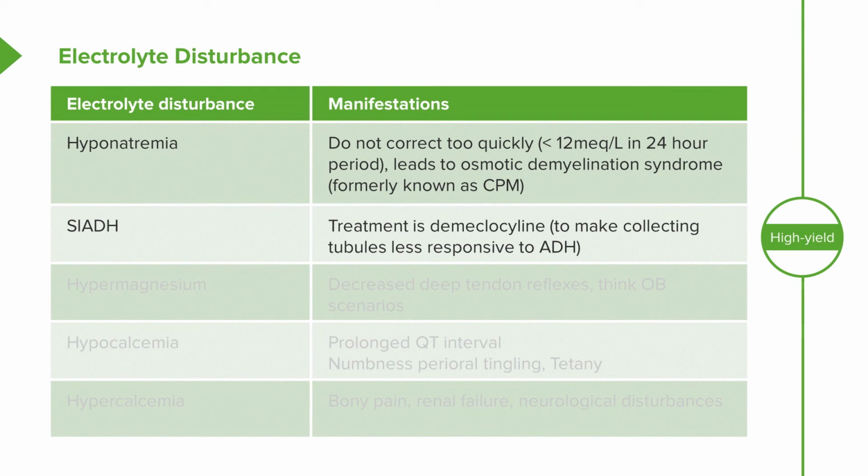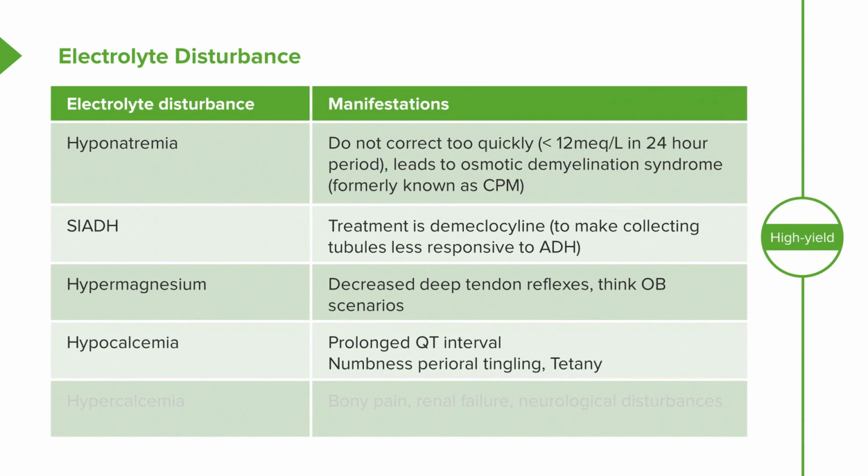In SIADH, or syndrome of inappropriate antidiuretic hormone secretion, the treatment is demeclocycline to make the collecting tubules less responsive to antidiuretic hormone. Next, hypermagnesemia. Hypermagnesemia decreases your deep tendon reflexes. Remember those OB patients? OB patients oftentimes get infusions of magnesium, and one of the signs that they have too much magnesium is decreased deep tendon reflexes.